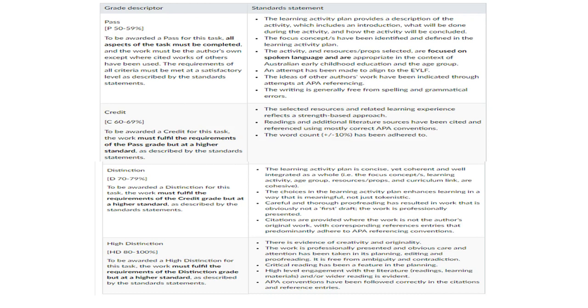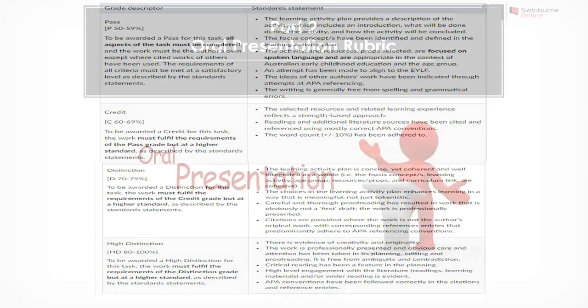And like I said, we're not expecting you to be aiming really, really high, but this is just so that you get an idea of what the rubric requirements are and how you can build on your pass descriptor in order to get a higher grade, so your credit, your distinction, your high distinction. So that's your learning plan.